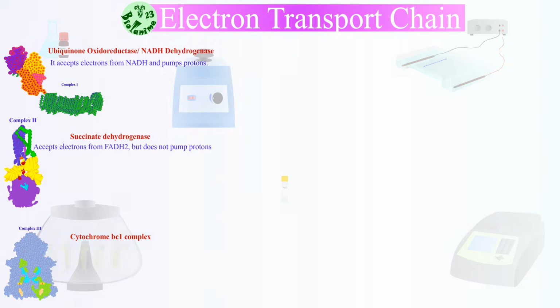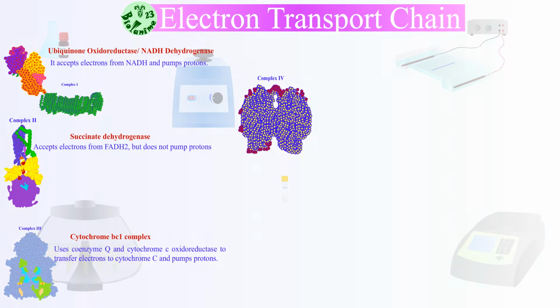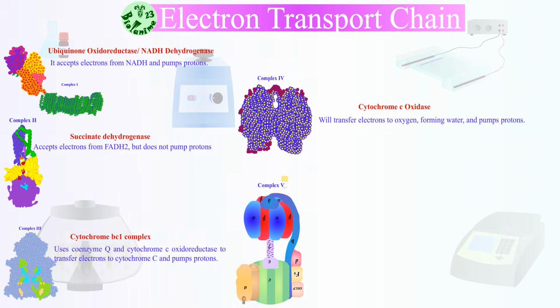Complex 3, called the Cytochrome BC1 complex, uses coenzyme Q and Cytochrome C oxidoreductase to transfer electrons to Cytochrome C, and pumps protons. Complex 4 or Cytochrome C oxidase will transfer electrons to oxygen, forming water, and pumps protons. And Complex 5, also called ATP synthase or F₀F₁-ATP synthase, uses the proton gradient to synthesize ATP.